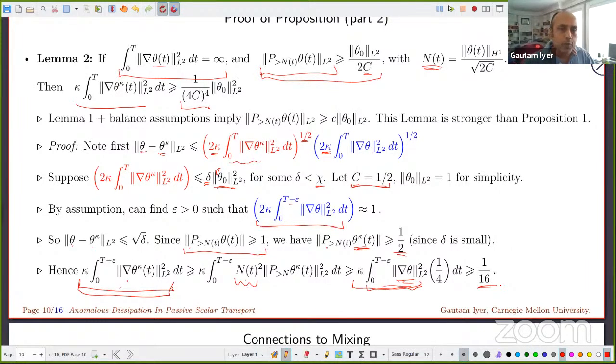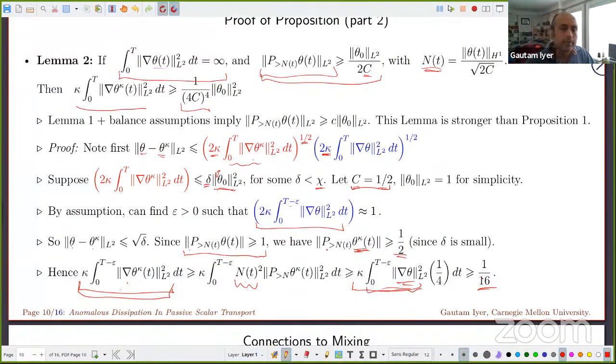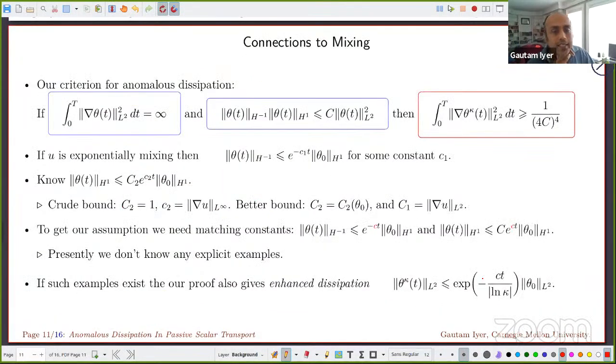Before I go further, let me spend a couple of minutes talking about connections to mixing. Our criteria that guarantee anomalous dissipation are the following, which I just rewrote over here. Assume the integral in time of the inviscid guy in H1 square blows up, and I assume my reverse interpolation, so H minus 1 times H1 is bounded above by L2 square. That guaranteed me anomalous dissipation. Sorry about this, I keep losing the initial data because of cut and paste.